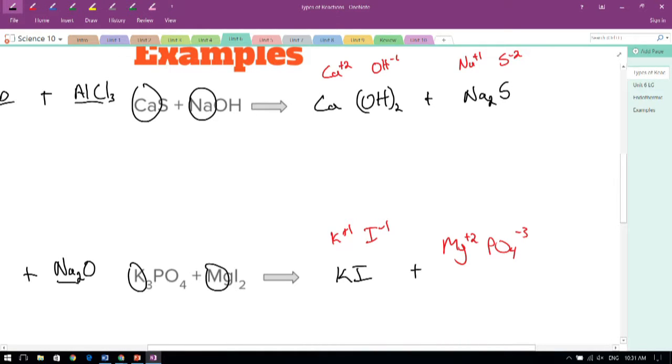And Mg, magnesium's +2, phosphate's PO4 -3. So when I crisscross, this one's a little trickier. I'm going to get Mg, the 3 comes down from the phosphate, and then I get this PO4 group, and I'm going to put it in brackets and bring the 2 down so I don't end up with Mg3PO42, which would be quite confusing.